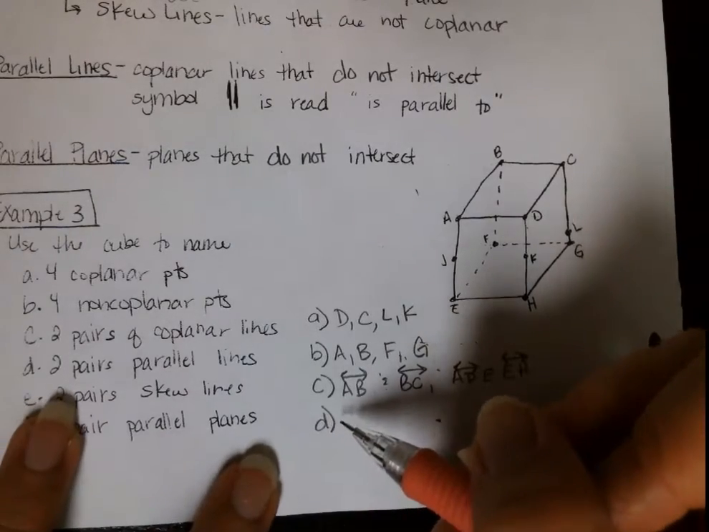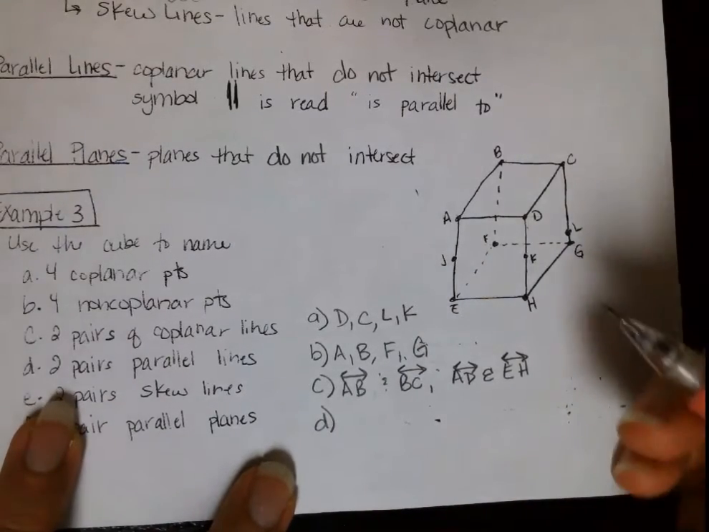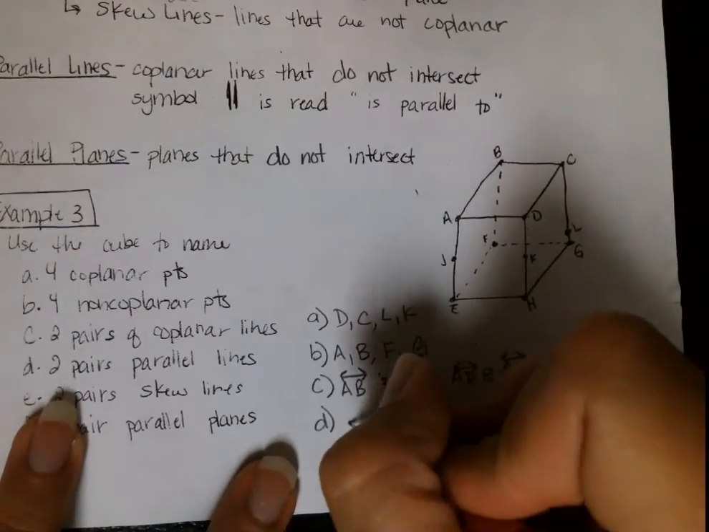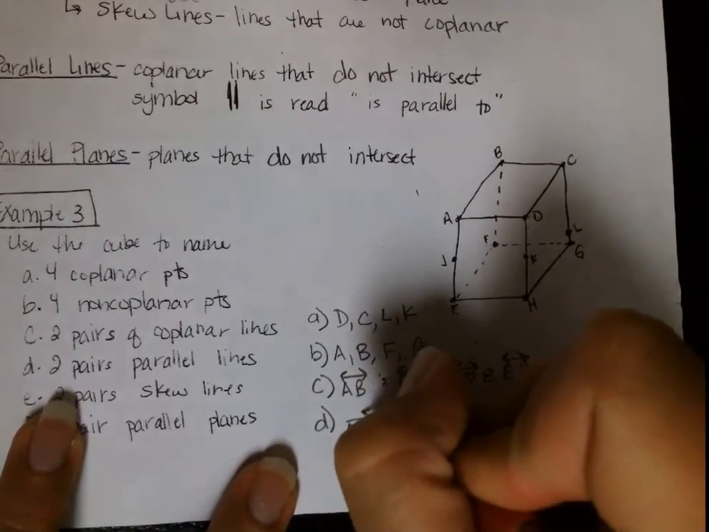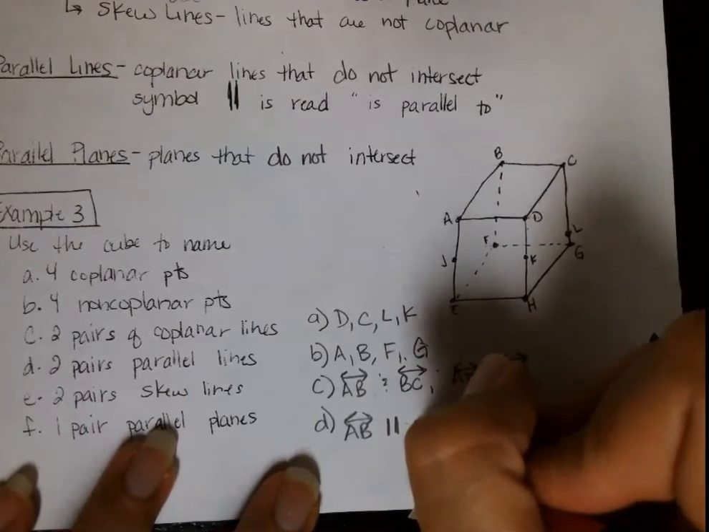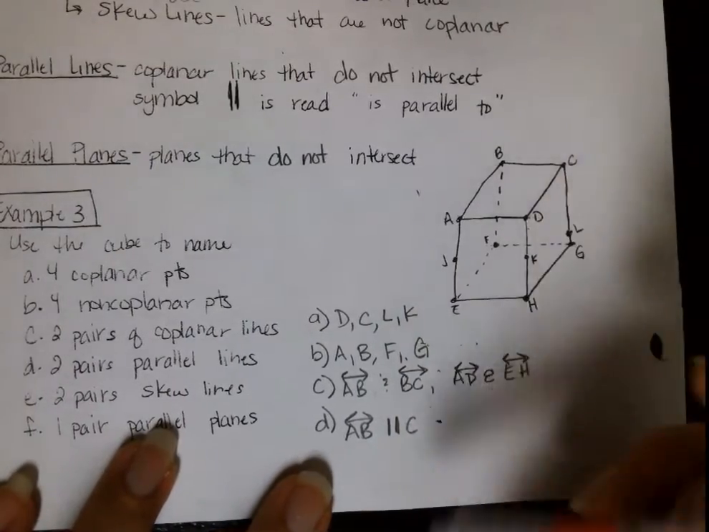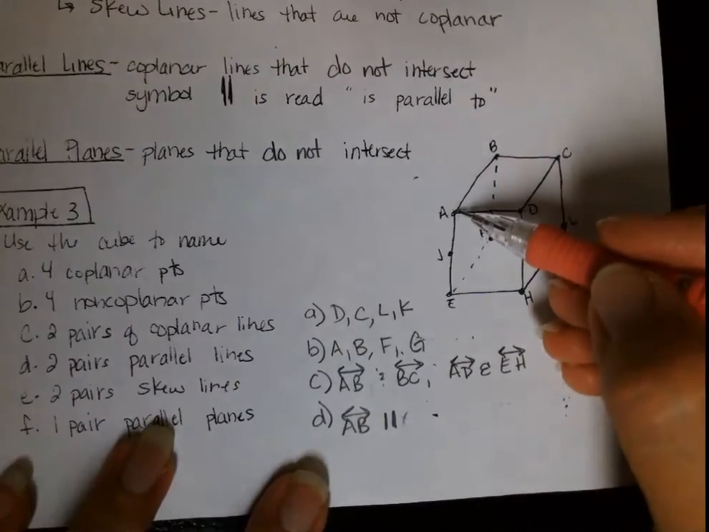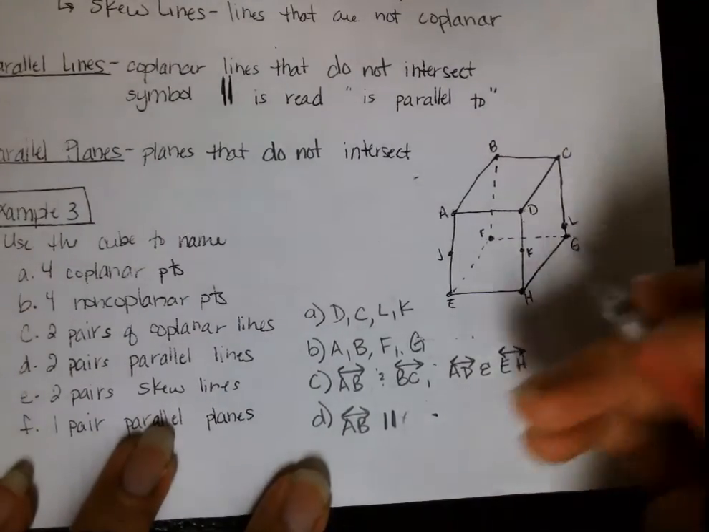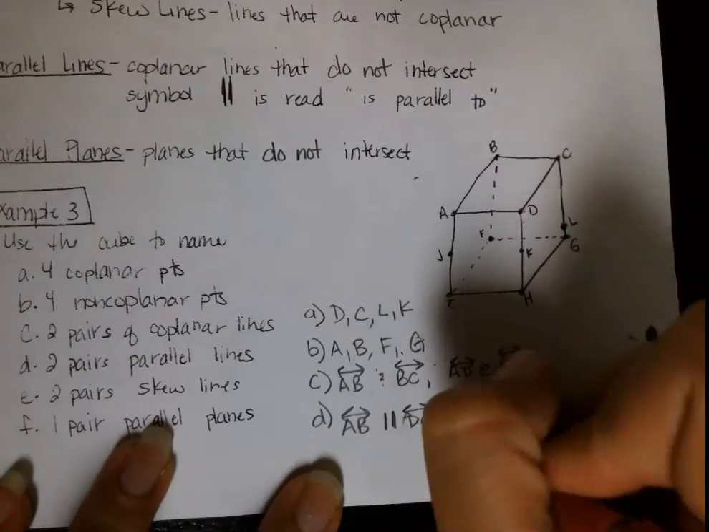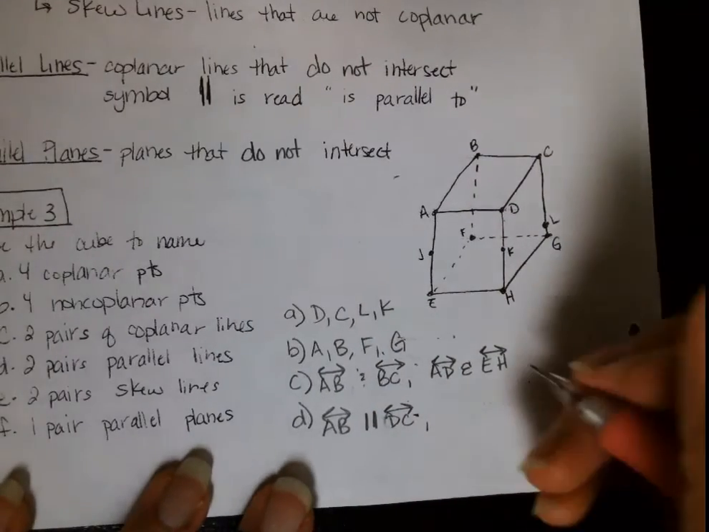All right, back to D. 2 pairs of parallel lines. All right, we could say AB and DC are parallel. So we're going to say line AB is parallel to line DC. I want to name it DC because, well, I wouldn't have to, but AB and DC, if I keep that habit of always starting at the same place. Okay, so that's one set of parallel lines.